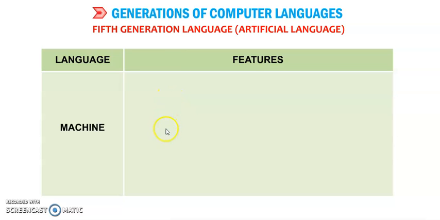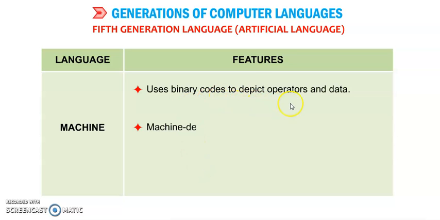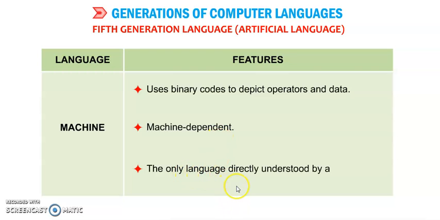Now these are the reviews. First, machine language. We have learned the features of machine language: it uses binary code to depict operators and data, it is machine dependent, and it is the only language directly understood by a computer. Only the computer can understand machine language.